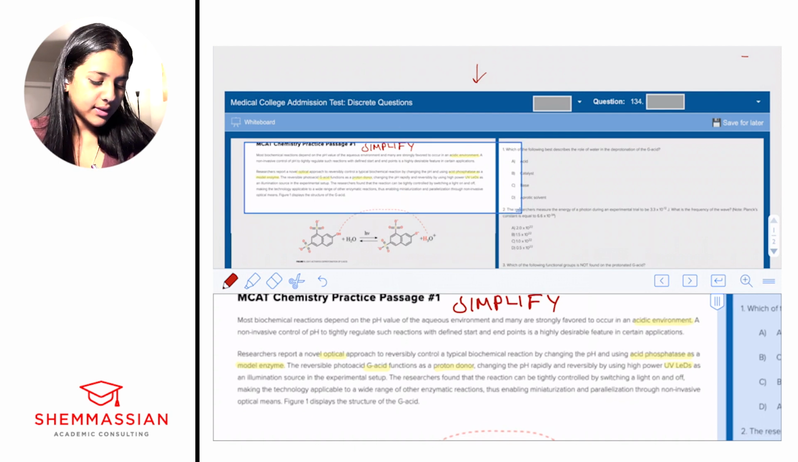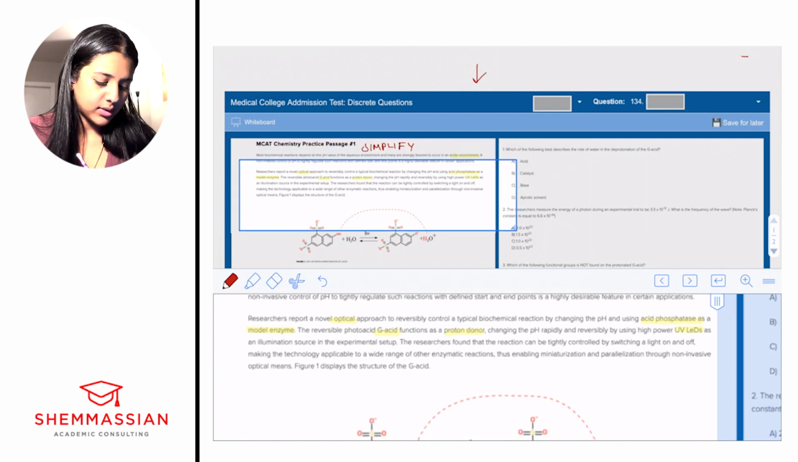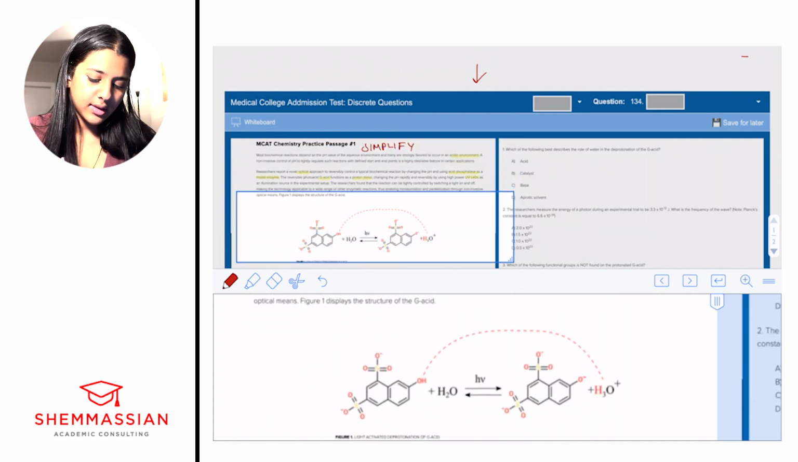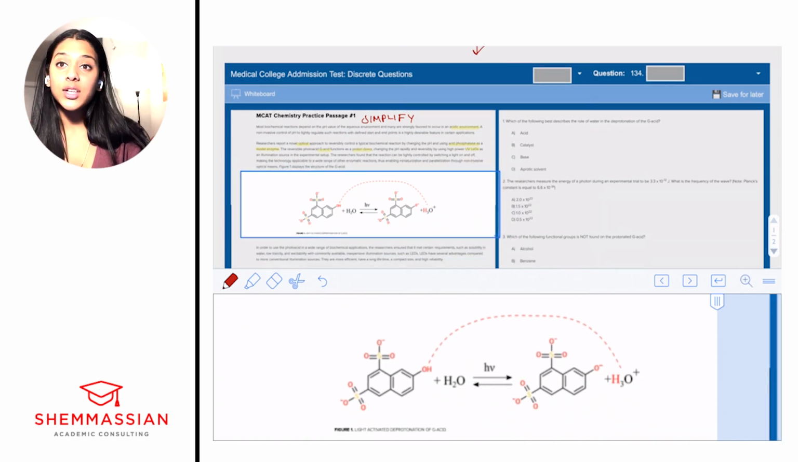So if this is the acid, looks like water is the base in accepting this. Let's put the base over here. In accepting this proton, because from content review, we know that proton donors are acids and proton acceptors are bases. So great.